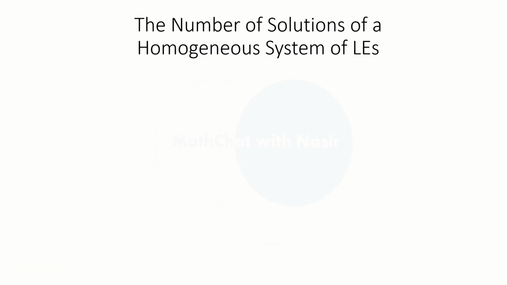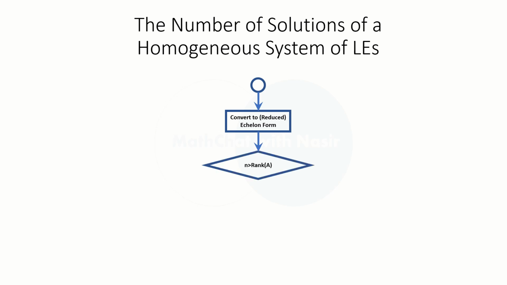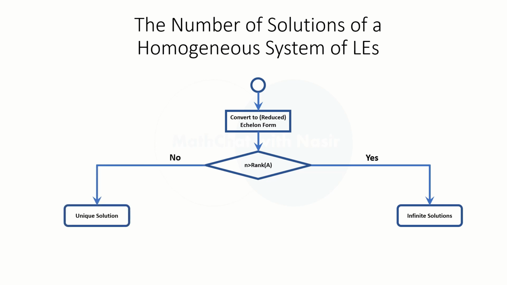A homogeneous system of linear equations is always consistent. So, for a homogeneous system of linear equations, we only need to determine the unique solution or the infinite number of solutions. First, convert the coefficient matrix A to echelon form. Then compare the rank of A with the number of unknowns. If the number of unknowns is greater than the rank of A, the equations have an infinite number of solutions. Otherwise, if the number of unknowns is equal to the rank of A, the equations have a unique solution, the null vector.